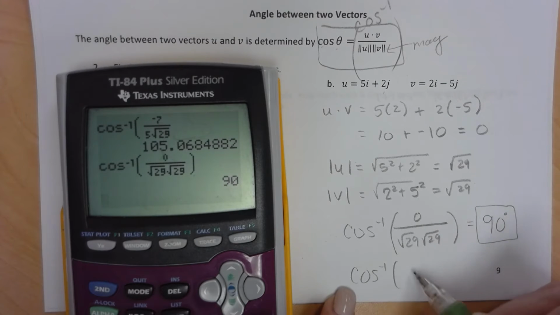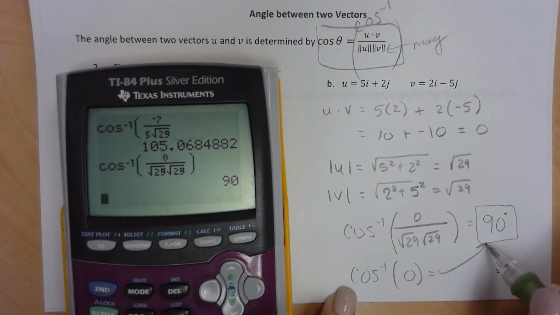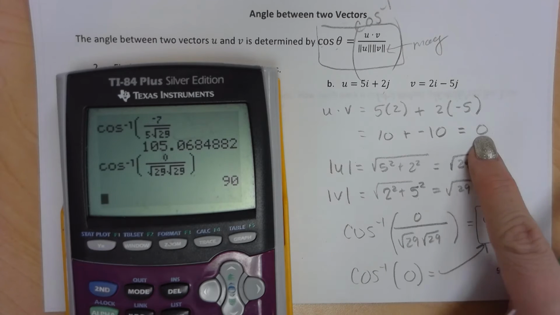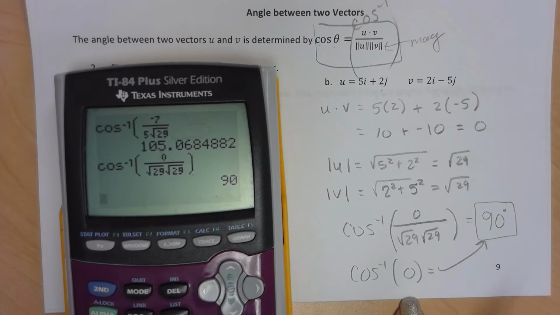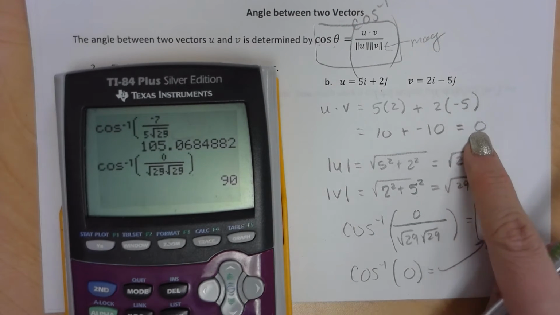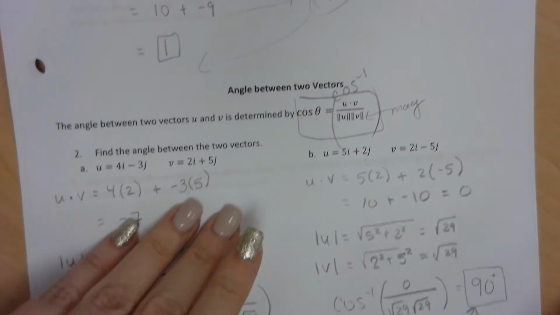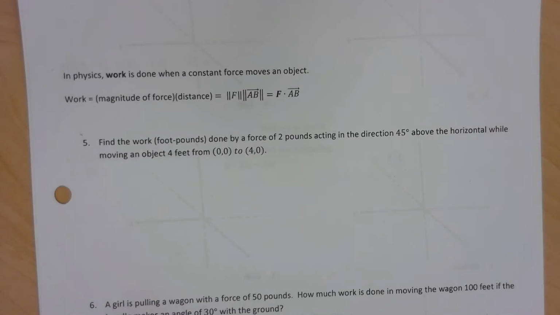So when I do cosine inverse of 0, on our unit circle, that's 90. So that should make sense that this answer is giving us 90. Okay, so if you get a dot product of 0, 0 divided by anything is 0. So if you get a dot product of 0 and you want to stop and say the answer is 90, that's fine with me if you remember that little shortcut, if you will. Okay, because that's just using your unit circle, and I'm okay with that.